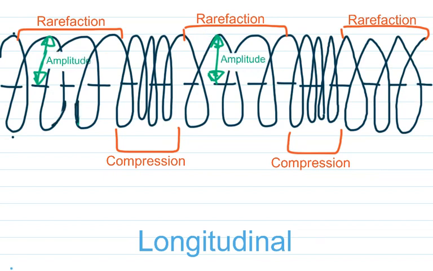And the very last part of this longitudinal wave is the wavelength. In a longitudinal wave, we measure the wavelength from one compression to the next compression. Pretty easy. That's the whole wavelength. So that will be the end of it.